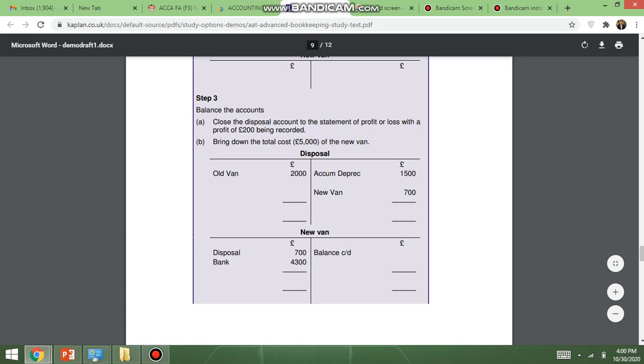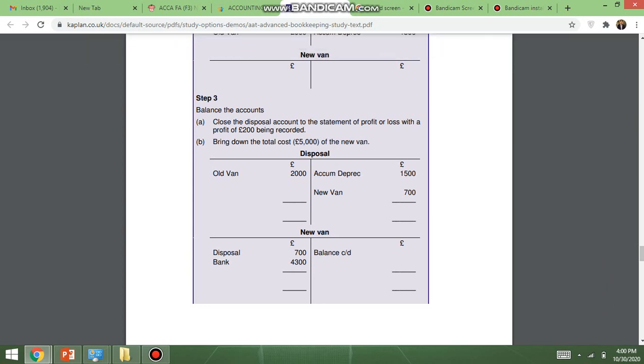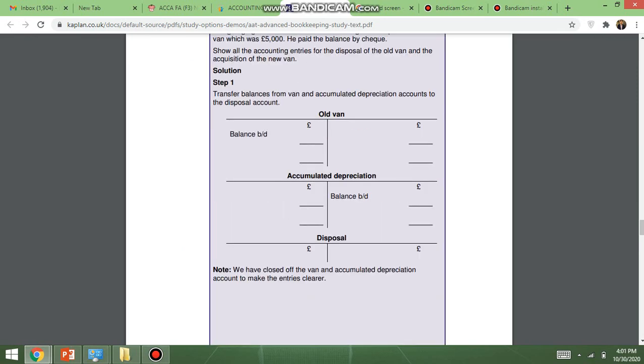So these were the two conditions under which you account for the disposal of capital assets.